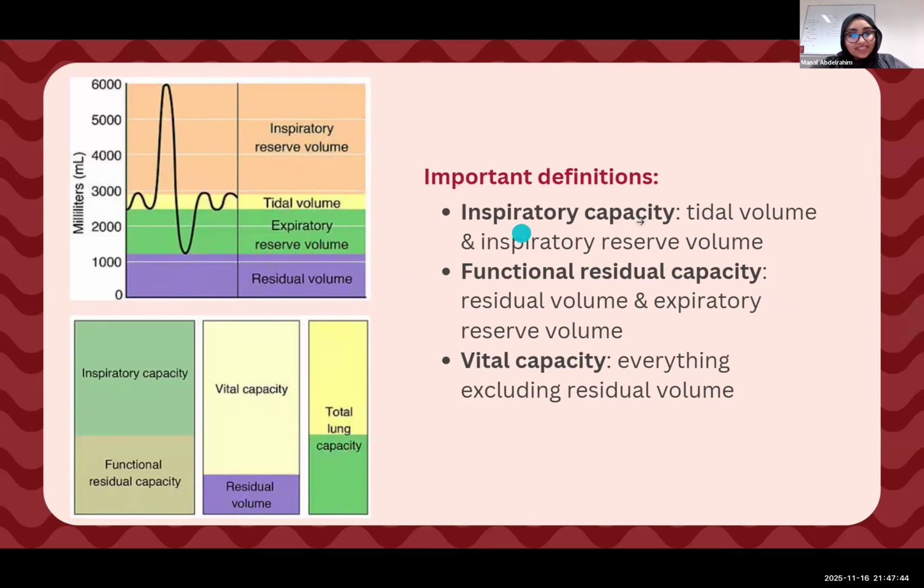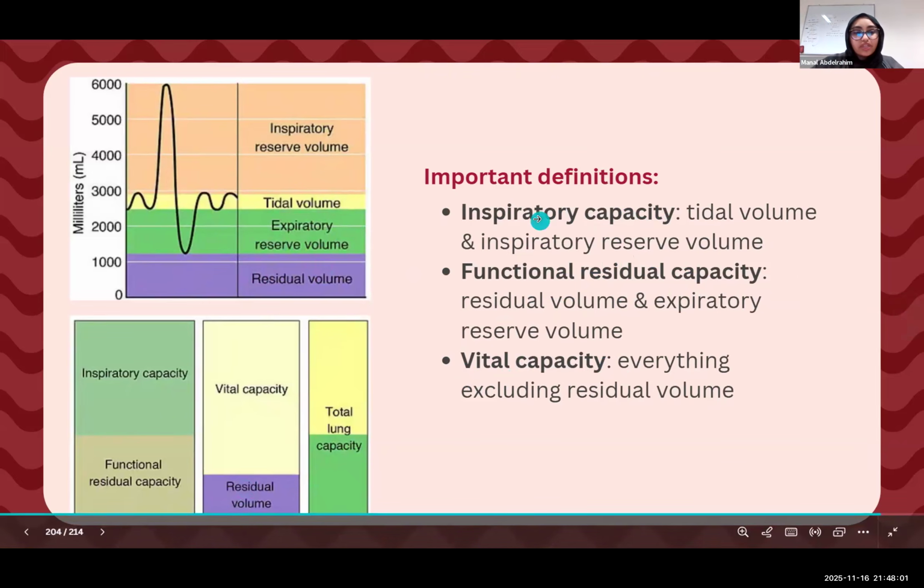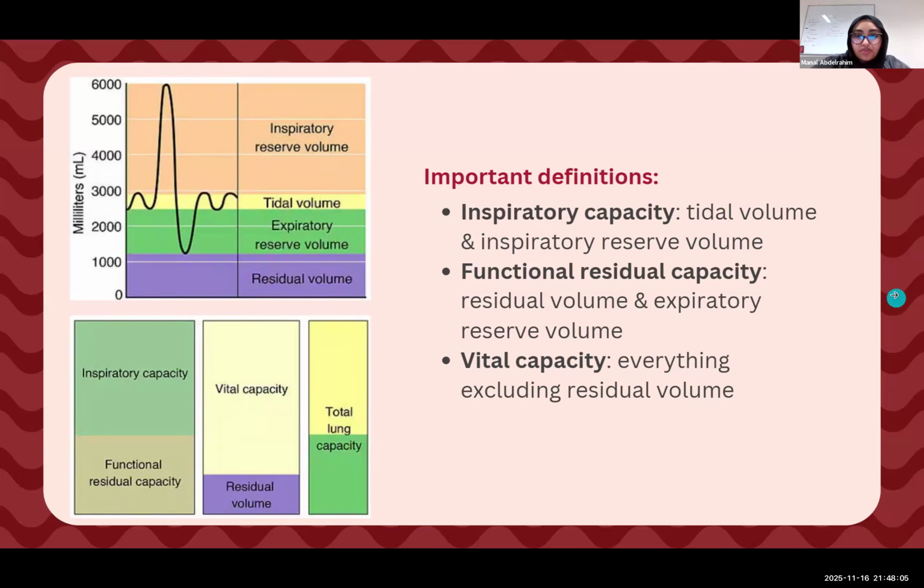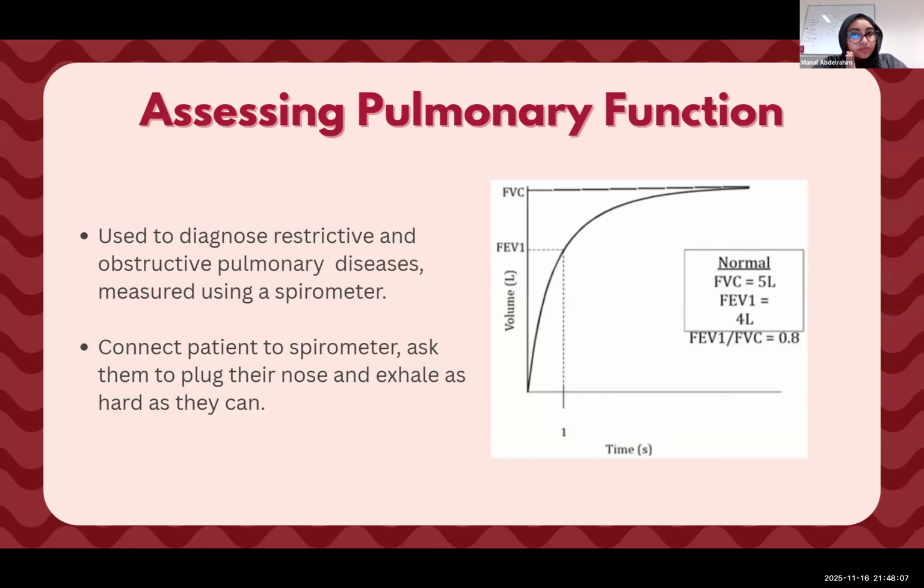Next, we have inspiratory capacity, which is basically the tidal volume plus the inspiratory reserve volume, the maximum inhaled. We have the functional residual capacity, which is the residual volume plus the expiratory reserve volume. We have the vital capacity, which is everything excluding the residual volume. So it's basically everything that you can exhale and inhale, except residual volume because it doesn't leave your lung. Very brief overview. You guys already took us in physio lectures.